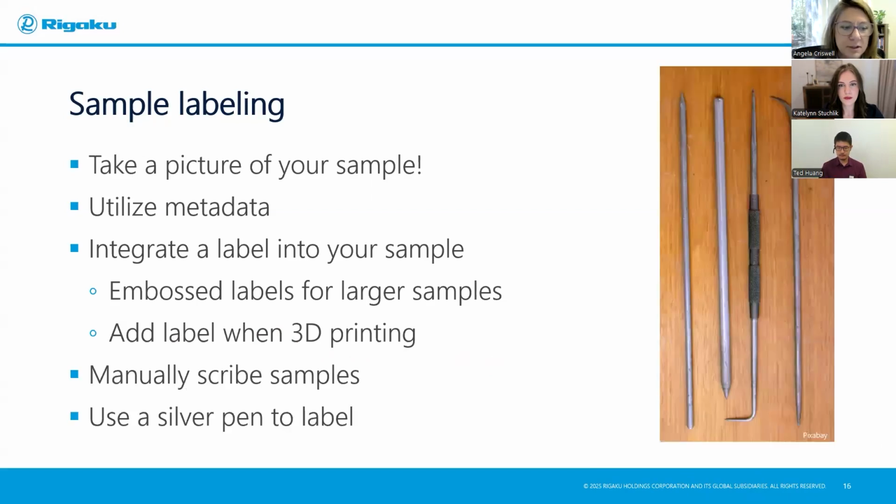If you're 3D printing samples, you might even add a label in that case so that it's always there. If you don't have that option, then you can manually scribe samples. You can't do that for everything. Some of these samples are very precious, or biological samples, you can't scribe them. But you might be able to with some, or you can use a silver pen to label, and that high density silver material ends up being visible in your scan. But no matter what, always capture information about your sample and include it in the metadata so that you can easily identify samples later and after you've backed them up.